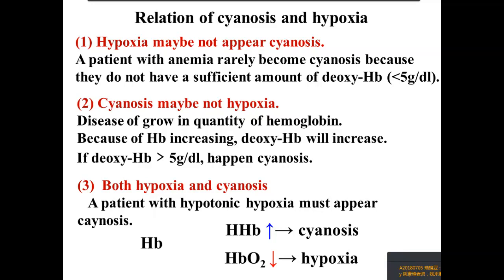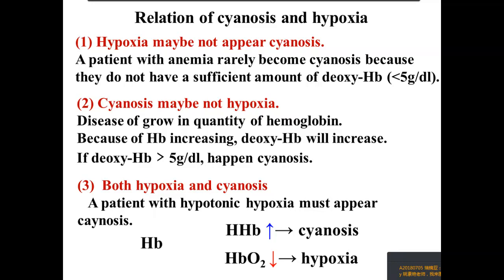Now hemoglobin is normal, but pulse pressure decreases, so oxyhemoglobin decreases. Because hemoglobin is normal, deoxyhemoglobin increases. So the patient has cyanosis and has hypoxia.